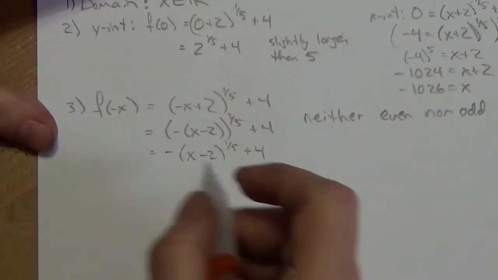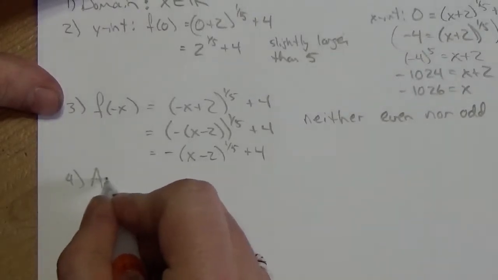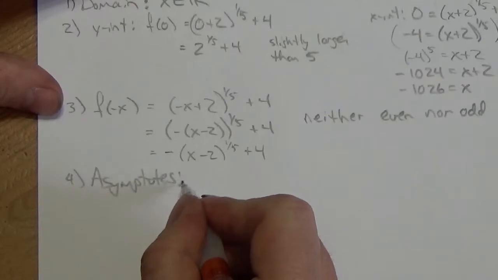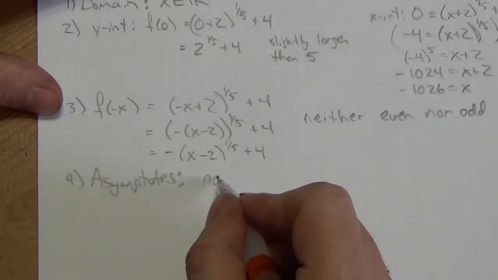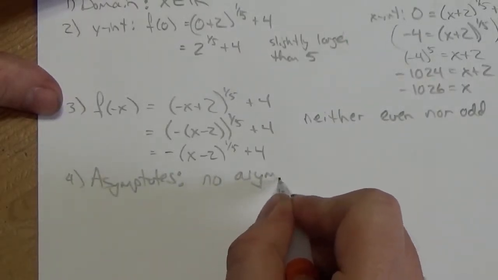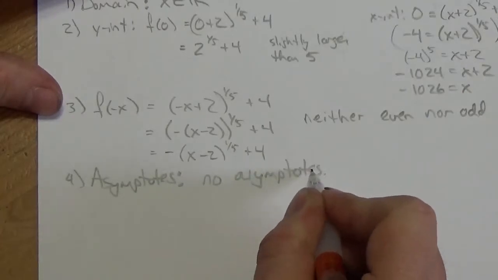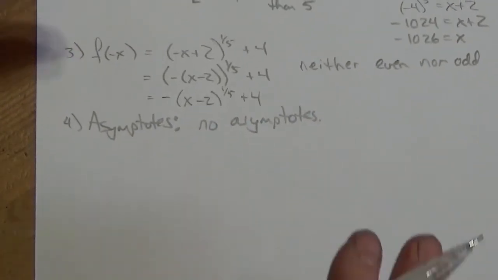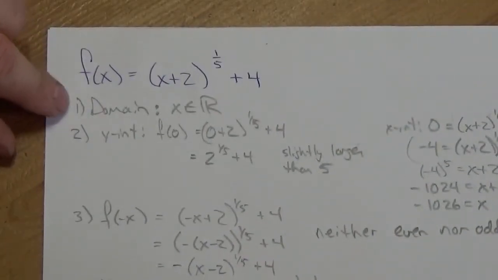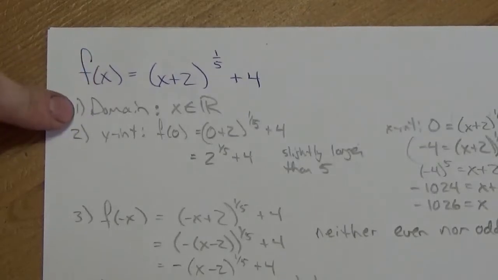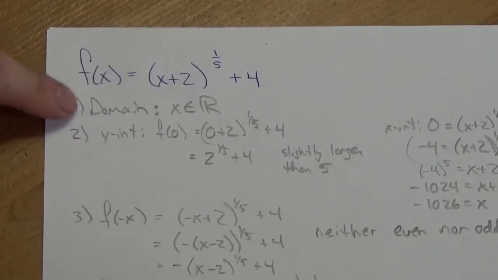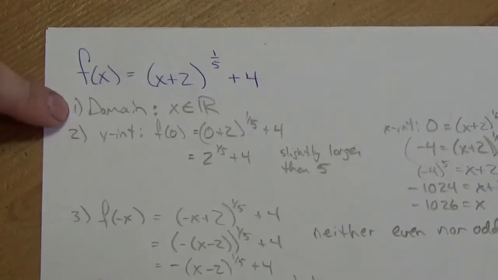Okay, now asymptotes. This is not rational. There are no asymptotes. So that was easy. I kind of like it when that happens. Now, before I move on to the next step, I want to go back here just for a moment and point my finger right here. Notice that the domain is all reals. It's really important that you catch that the domain is all reals.